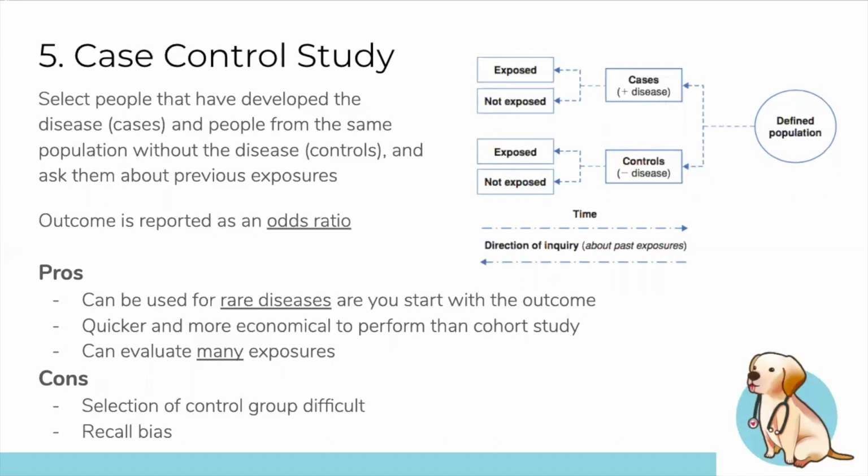However, the thing that's hard about this is that you have one group that's the cases, so it's pretty clear who you're choosing, but it's hard to figure out who you're going to choose for the controls to make sure that you're cutting out as many confounding things as you can. And recall bias is also pretty real in this one because you're asking about things that they've been exposed to in the past, and people that have a disease are probably more likely to remember that than the people that don't have the disease.